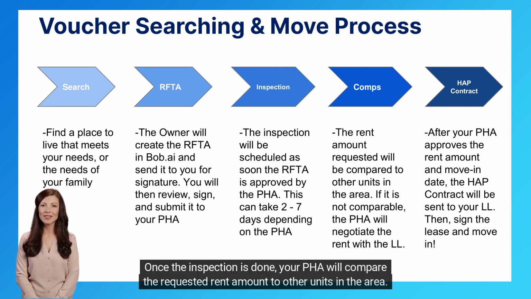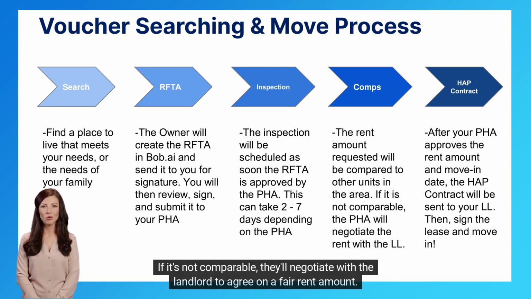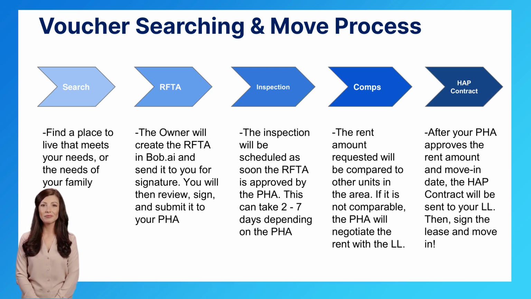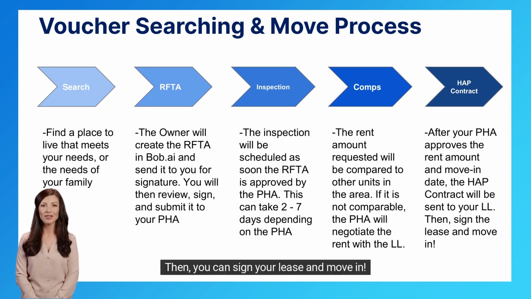Once the inspection is done, your PHA will compare the requested rent amount to other units in the area. If it's not comparable, they'll negotiate with the landlord to agree on a fair rent amount. After the rent amount and move-in date are approved, your landlord will receive a Housing Assistance Payments (HAP) contract to sign. Then you can sign your lease and move in.